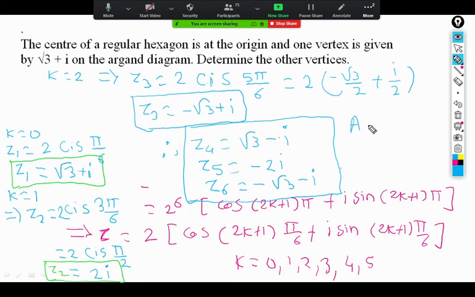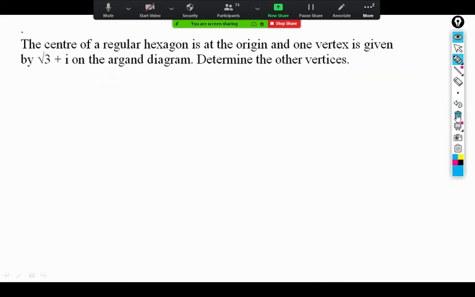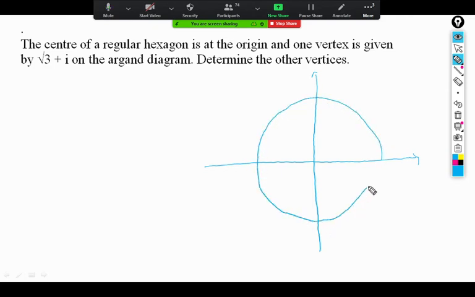Is there any doubt? No, sir, no doubt. Okay, let me show you a diagram of this. If you plot these, the diagram will look like this. First of all, we have a circle of radius 2 there. Someone is on the chat, let me check.